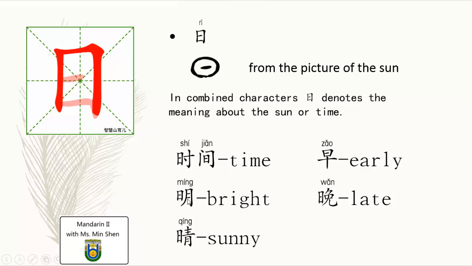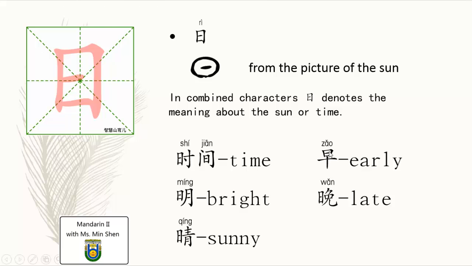明 is from the word 明天. 明 itself means bright. 明天, tomorrow. When it gets bright again, then it's tomorrow. So in this character, 明, there's a sun. So in this character, the sun denotes the meaning about the sun. When you see the sun again, it's bright again, it's tomorrow. 晴 is about the sun, because 晴 means sunny. When you can see the sun, we can say the day is 晴天, sunny day.